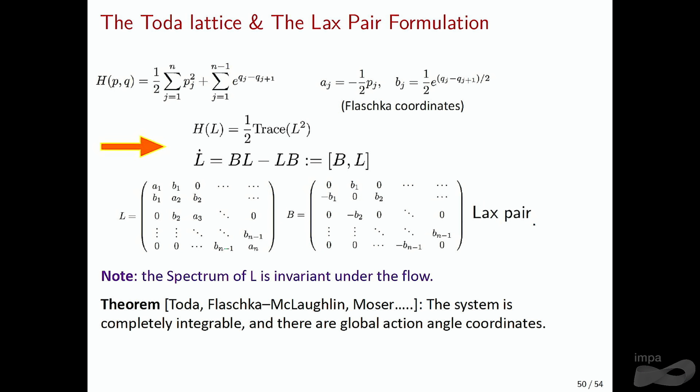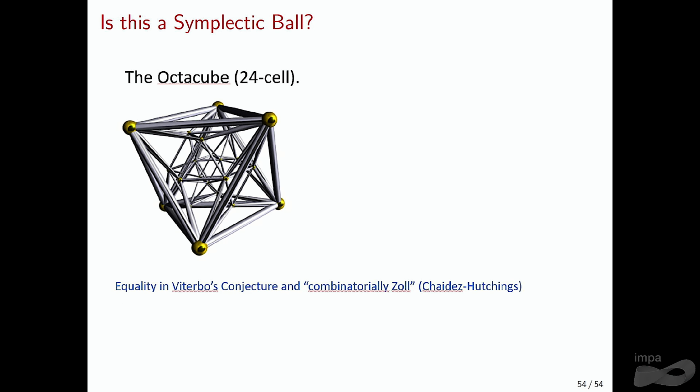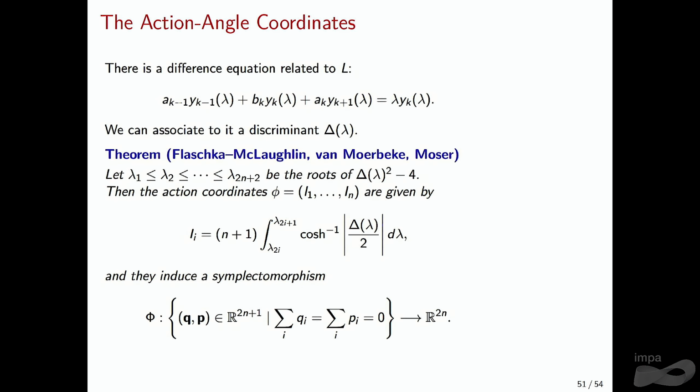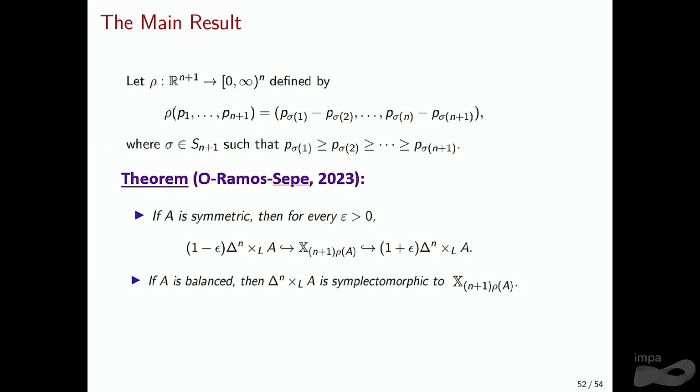There are some formulas, I'm not sure if I'm going too fast, sorry. Yes, there are some formulas due to Flaschke and McLaughlin and Moser, explicit formulas based on the spectrum for these action-angle coordinates. But I really don't want to go into details here because it's quite technical. Here is the actual theorem that we proved. Please only consider the last line here for now, okay? So here is the statement.